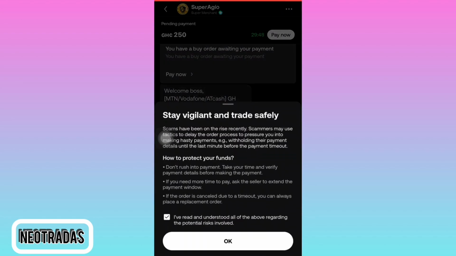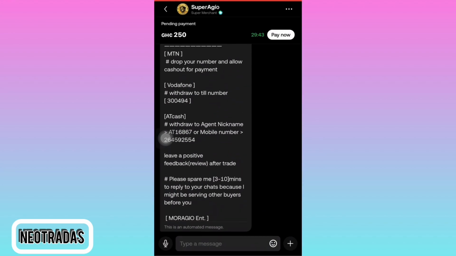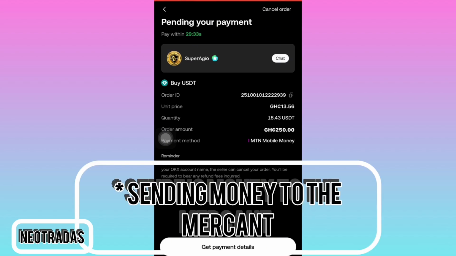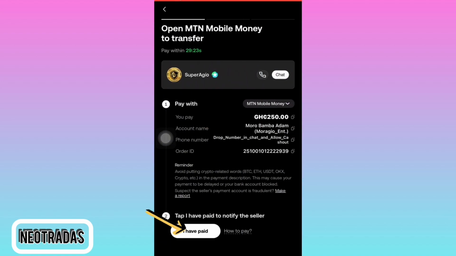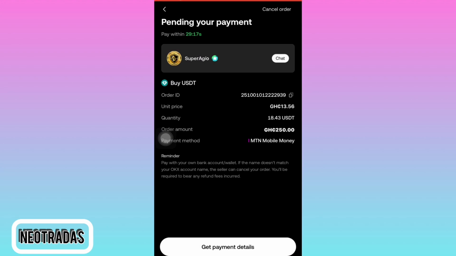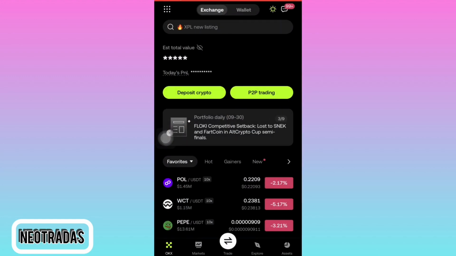You have to read this, and then you leave your number with them. After you've given them your number, you actually have to allow cash out if you are using a mobile money payment method. But if you are using a bank process, you simply have to proceed with sending money to the seller using your bank account. Then tap on get payment details, tap on I have paid, and after you tap on I have paid, the seller will confirm it, and then he will release the USDT crypto to you, and that's it. So this is quickly how you can buy USDT on OKX. Also, they have 0 fees while buying USDT.